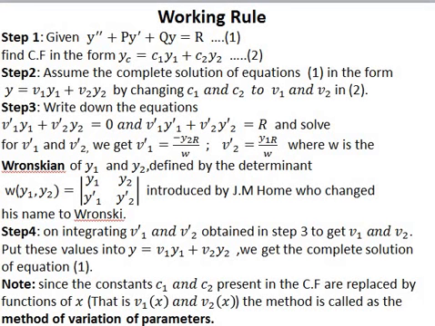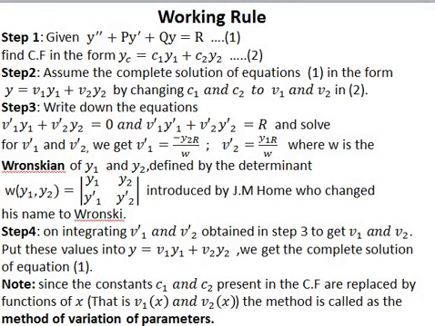By Cramer's rule, we get v1 dash is equal to minus y2 r divided by w, and v2 dash is equal to y1 r divided by w, where w is the Wronskian of y1 and y2, defined by the determinant W of y1, y2 is equal to the determinant with first row y1, y2 and the second row their derivatives, that is y1 dash, y2 dash, introduced by J.M.